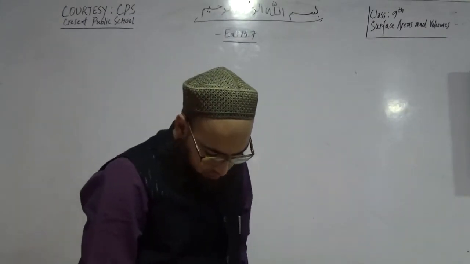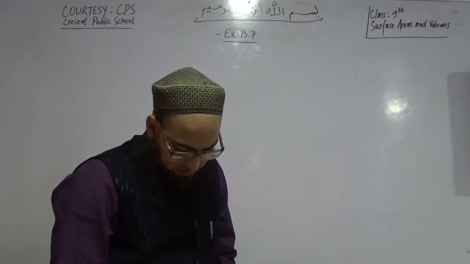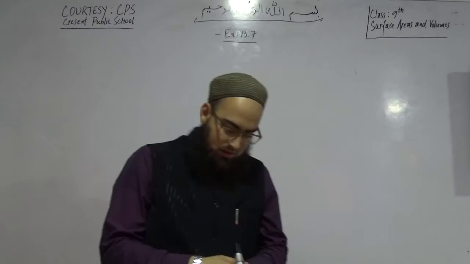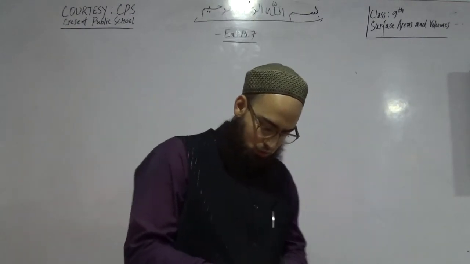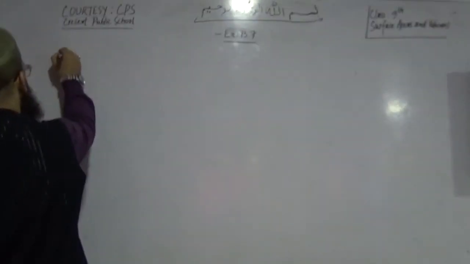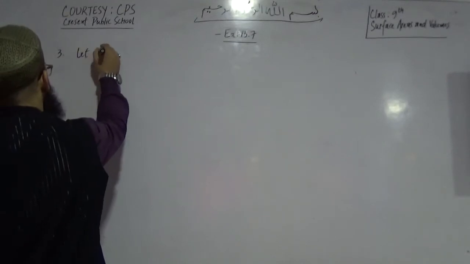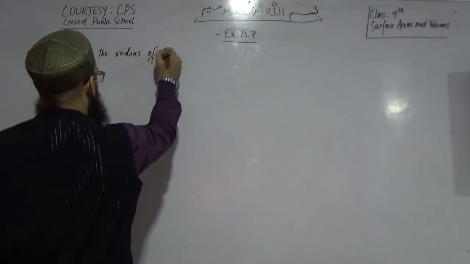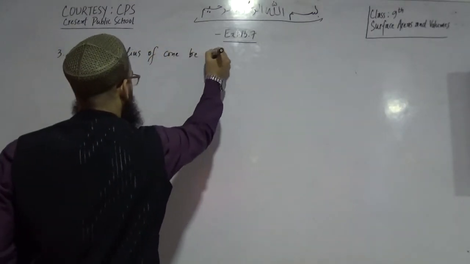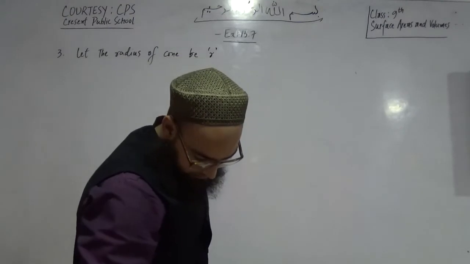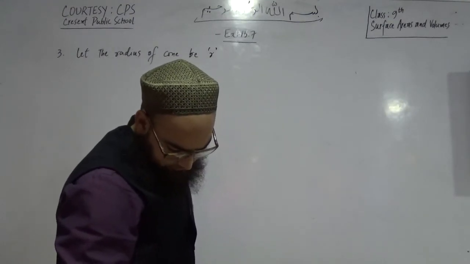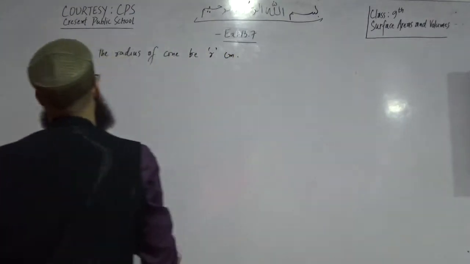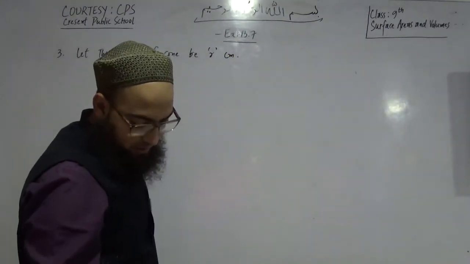Question number 3, the height of the cone is 15 centimeter. If its volume is 1570 cubic centimeter, find the radius of the base. Again, height is given. Let me show you the third one. Let the radius of cone be r centimeter. Got it? You need to find the radius, let it be r.